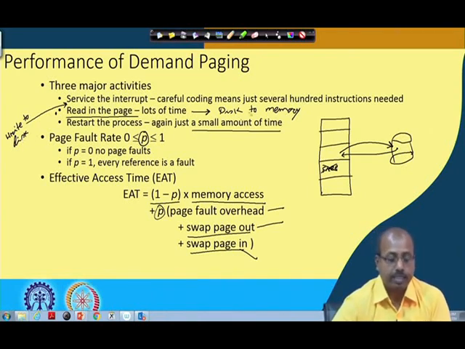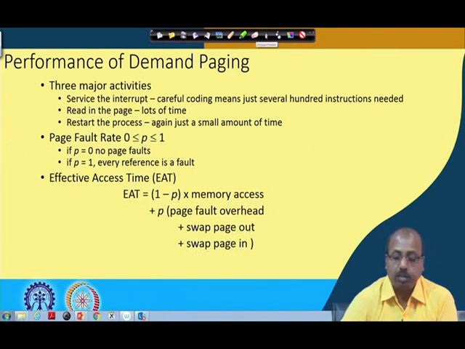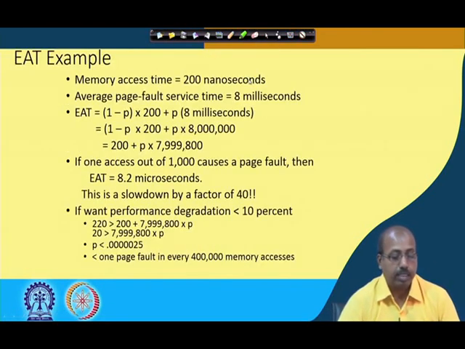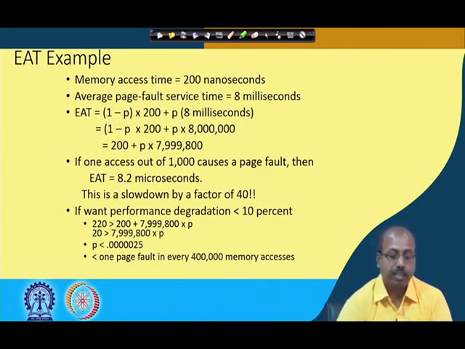So, that way the demand paging performance, the effective access time, becomes governed by this particular formula. Next we will look into an example that will tell us how this EAT can grow. Suppose the memory access time is 200 nanoseconds and the average page fault service time is 8 milliseconds. Then the effective access time is (1 minus p) times 200 plus p times 8 milliseconds.